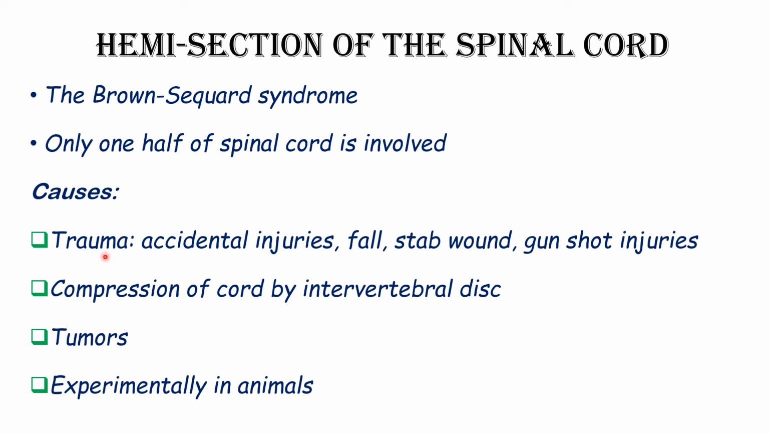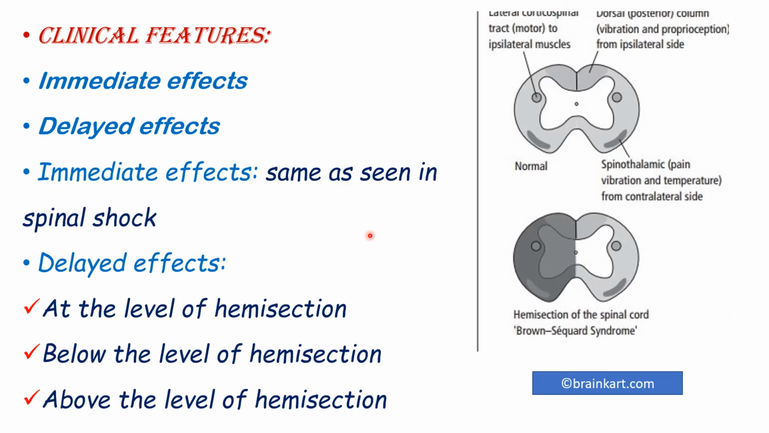Causes can be trauma, almost the same causes: accidental injuries, falls, stab wounds, gunshot injuries, etc. Or there can be compression of the cord by an intervertebral disc. There can be tumors, or it can be produced experimentally in animals. So any sort of injury which causes hemisection of the cord leads to Brown-Sequard syndrome.